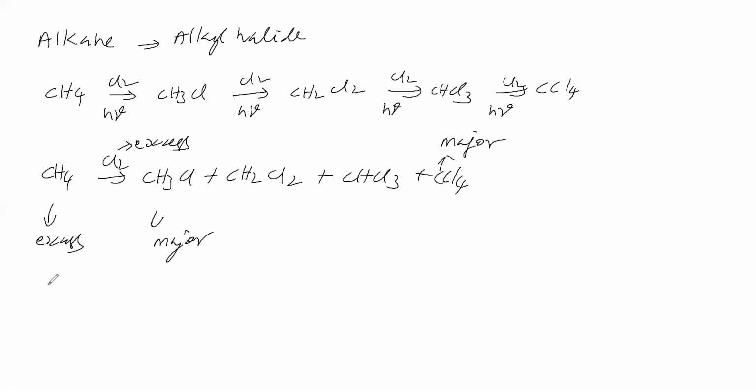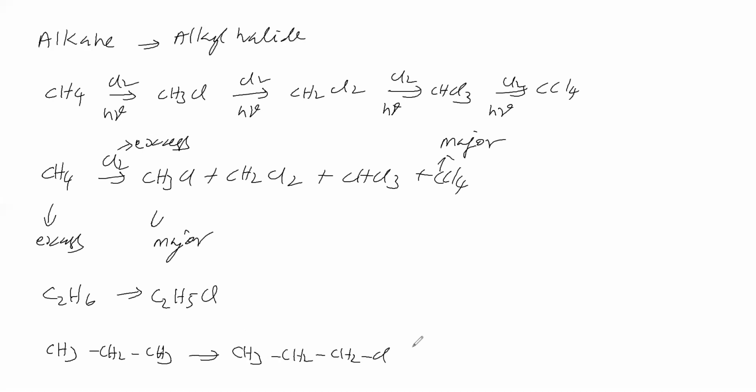Next we'll take ethane. This ethane on monochlorination gives ethyl chloride as a product. Next, we'll take propane. This propane on monochlorination gives n-propyl chloride or isopropyl chloride.